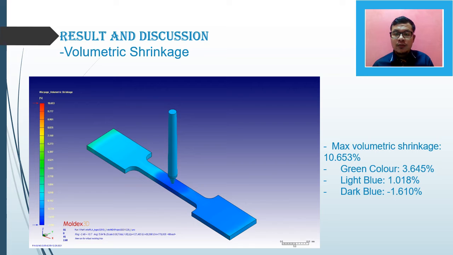Volumetric shrinkage is defined as the percentage increase in local density from the end of the packing phase to the ambient reference temperature, default 25 degrees Celsius. The maximum volumetric shrinkage is 10.653%. However, in this result, the specimen section is green, light blue, and dark blue, indicating readings of 3.645%, 1.018%, and negative 1.61% respectively. A negative volumetric value indicates that the part is growing rather than shrinking.